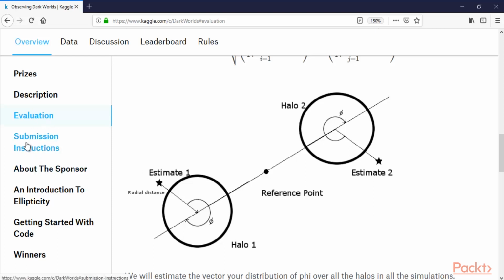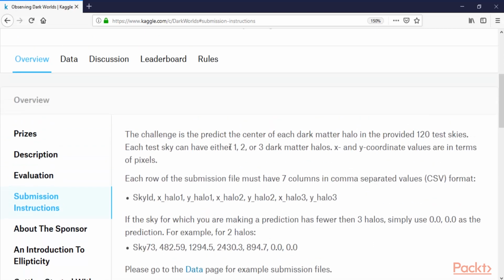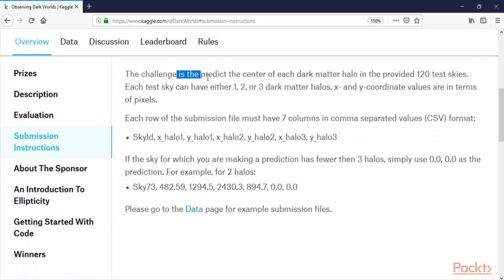Now if we check the submission instructions, they are available here. The challenge is to predict the center of each dark matter halo in the provided 120 test skies. So we need to find the center of each and every dark matter halo. Each test sky can have either 1, 2, or 3 dark matter halos, with X and Y positions. So for example, if there are 120 test skies, a maximum of 360 dark matter halos are available inside them. We are assuming this in this project.